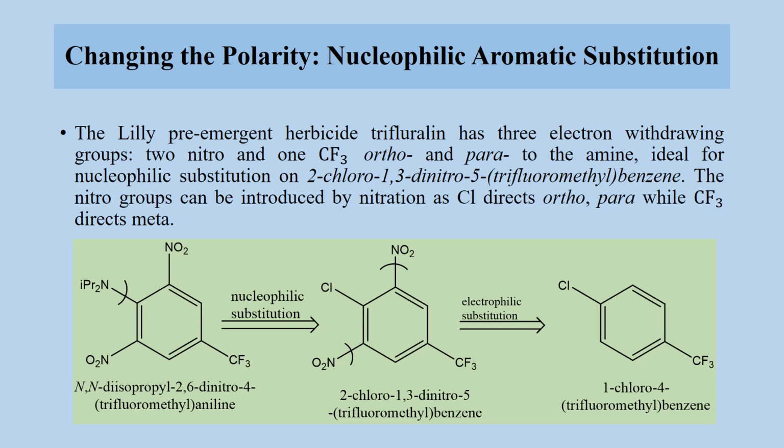Here is a target molecule. Here is a nucleophile, diisopropylamine. It is disconnected, and we can say that it can be added to this aromatic compound or benzene ring by this reaction. So when it is disconnected, Cl comes in its place, then the nitro groups are disconnected, so that we have this 1-chloro-4-trifluoromethylbenzene.